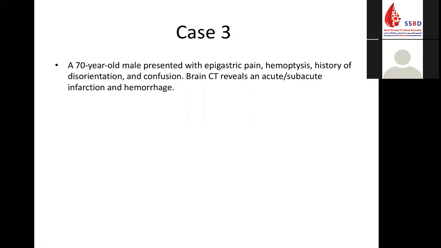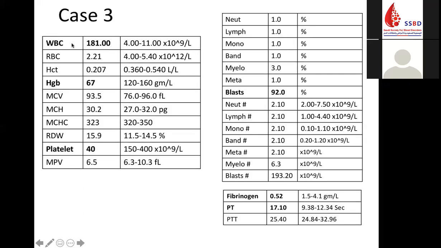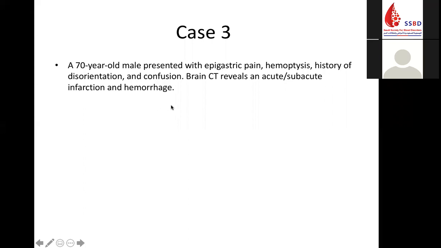Okay, case 3. It's a 70-year-old male presented with epigastric pain and hemoptysis, with a history of disorientation and confusion, and the brain CT reveals an acute subacute infarction and hemorrhage. This is his count. So we also have marked leukocytosis, anemia, and thrombocytopenia. And we were called about a circulating blast of 92%, but the patient also has an abnormal coagulation profile with prolonged PT and low fibrinogen. So from the history and the CBC finding, and the abnormal coagulation profile, and the patient is disoriented with acute subacute infarction and hemorrhage in the CT.